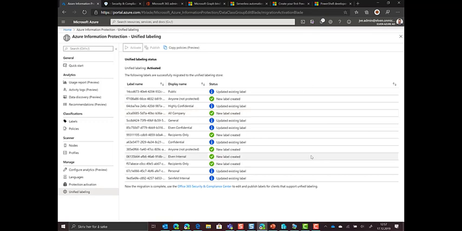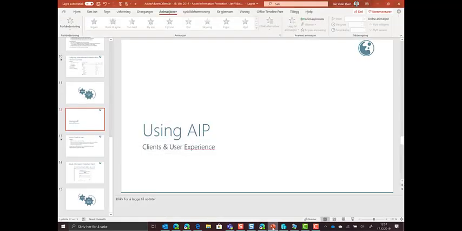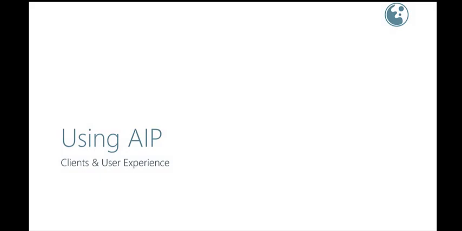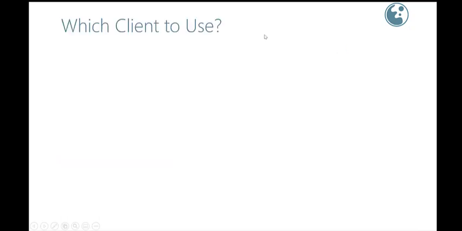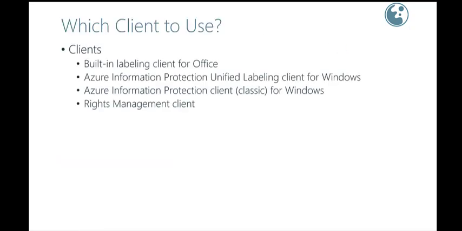So with that, we go back to the presentation and look into using Azure Information Protection from the client and user experience side. So let's look at the client side of things. Using Azure Information Protection from a client and user experience side. Which client to use? We have several options for clients consuming Azure Information Protection. There is actually a built-in labeling client for Office.